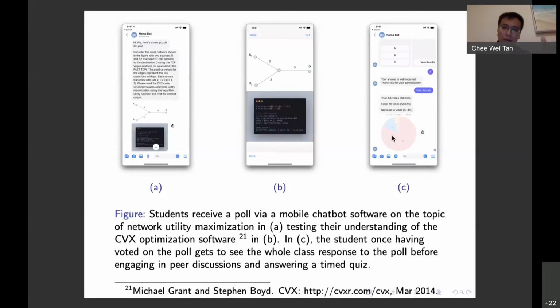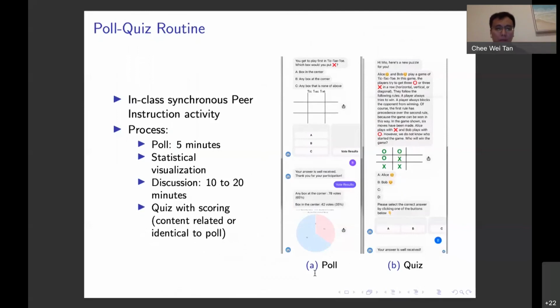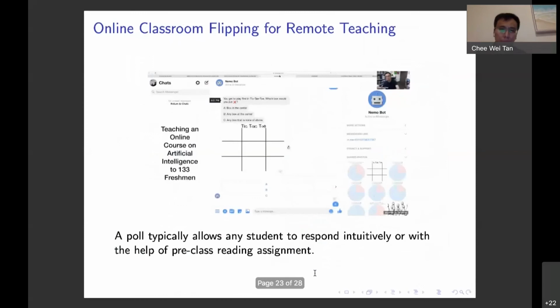They say that, hey, I chose A, but the majority of the class chose B, so it means that something is wrong. And they sort of reflect and they want to know where they got wrong before a time quiz that comes. So before the time quiz comes in, they actually get maybe 5 to 10 minutes to discuss before the time quiz comes along. So roughly speaking, this is what I call the poll quiz routine that I would then use from time to time in say a 1.5 hour lecture.